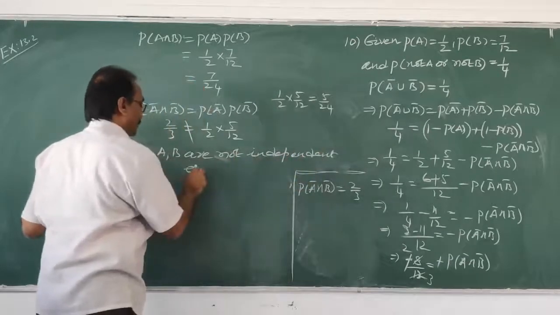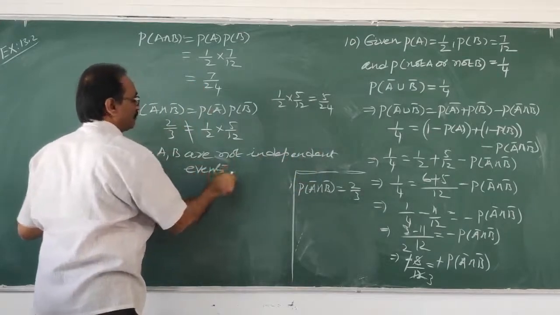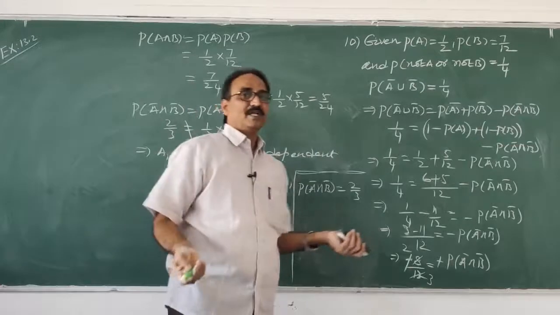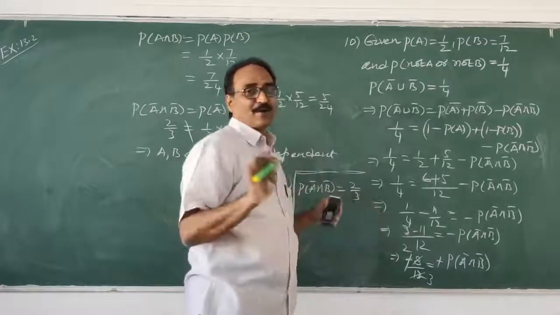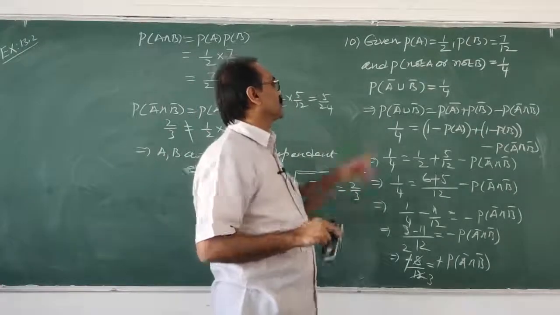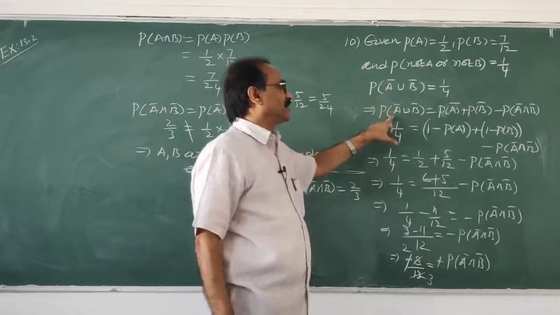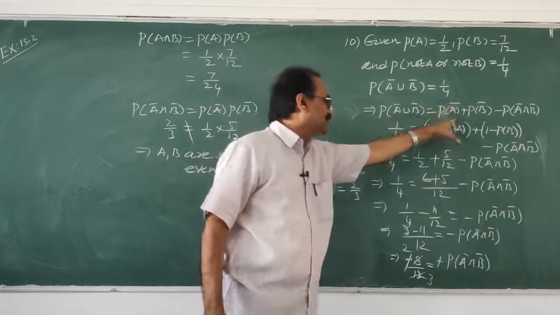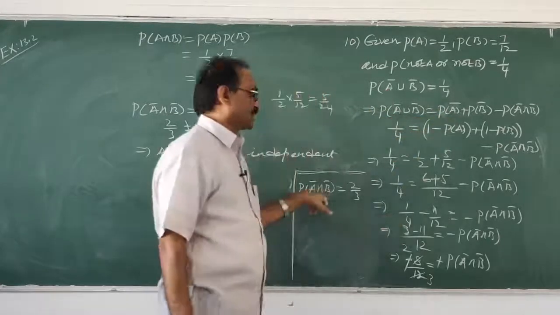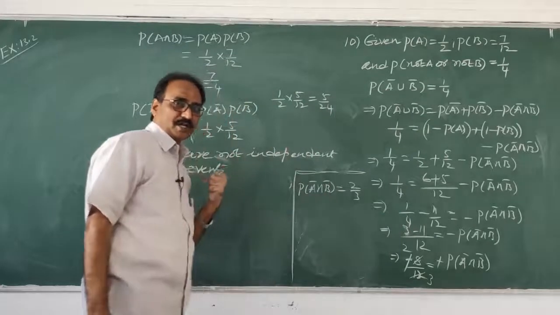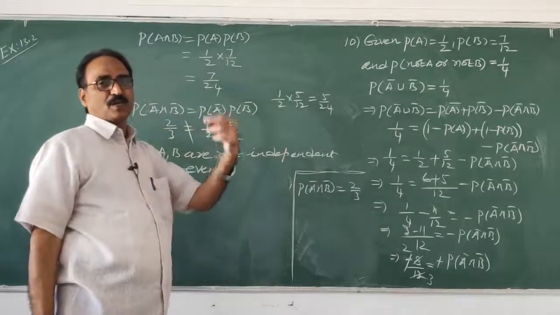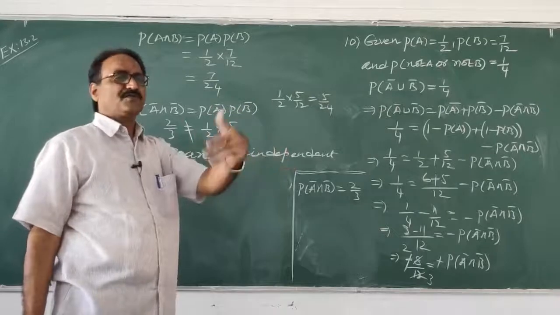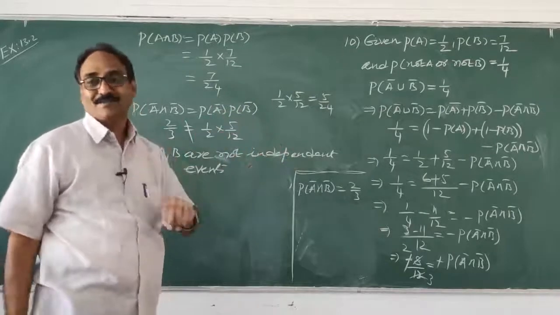So, without any confusion, I will tell you. I don't want to say 1 minus P of (A union B) whole bar, I don't want to complement that. This is given, and we know the addition theorem. From this, I find P of A bar intersection B bar. Now I want to check whether P of A bar intersection B bar is equal to P of A bar into P of B bar or not. If so, A and B are also independent.